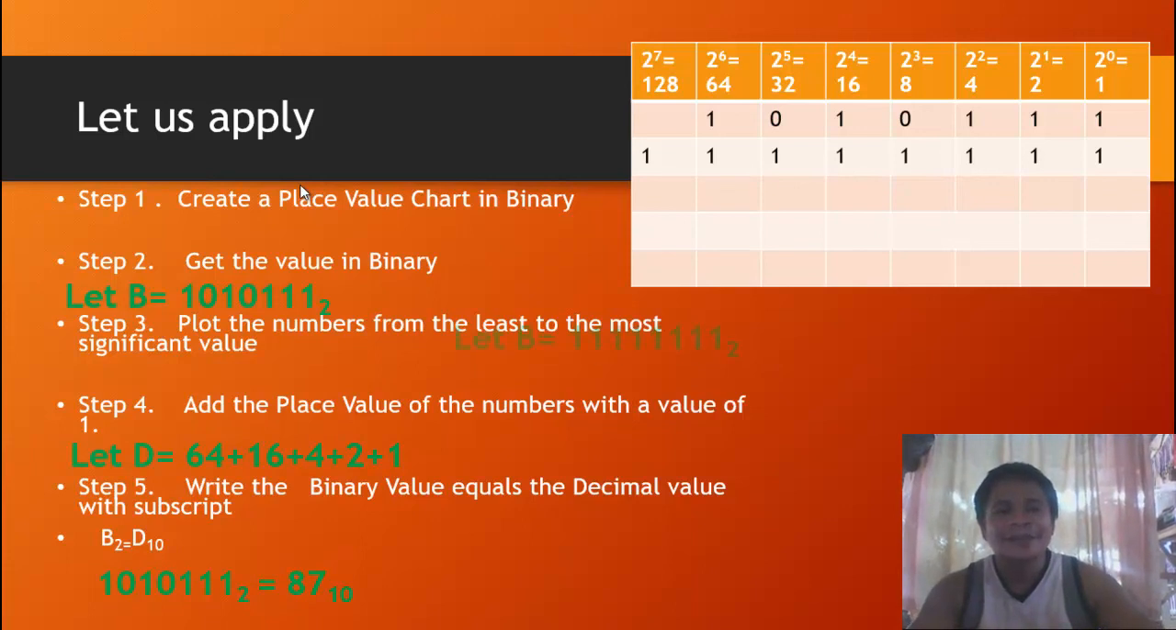Let's do another try. Let B is equal to 8 ones, 1111 1111 base 2. Now, plot the numbers from the least to the most significant value. There, it's plotted. Add the place value with a value of 1. Since everything is 1, you have to put everything: 128, 64, 32, 16, 8, 4, 2, and 1. Now add all of them and you get 11111111 base 2 is equal to 255 base 10.